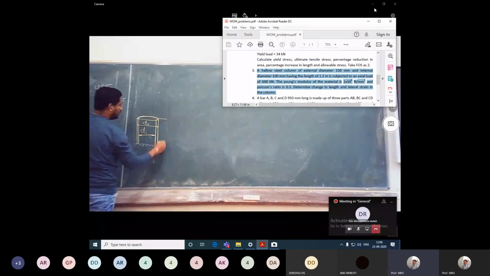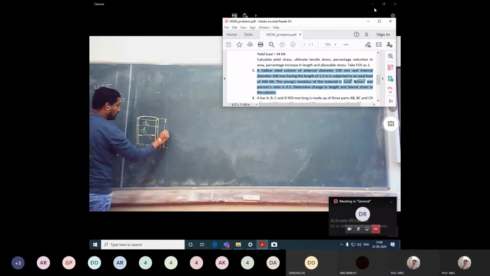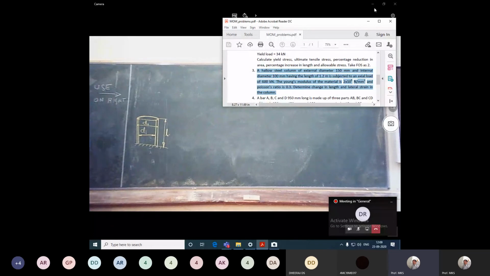And we have this length of the member, that is the hollow column. We'll take it as L, small L, so that is L.